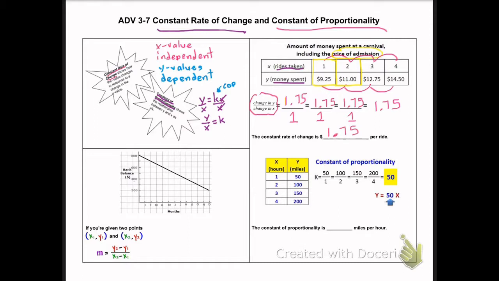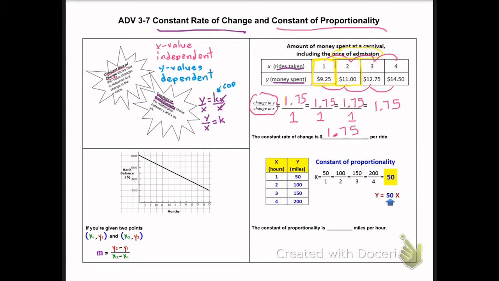So now again, if you go back up to that first column where it's talking about one ride, the reason it doesn't say $1.75 right there, and instead it says $9.25, is because there's some sort of built-in price of admission. We could essentially do $9.25 minus $1.75 and figure out what that price of admission is. So that's constant rate of change. It's just change in y over change in x.